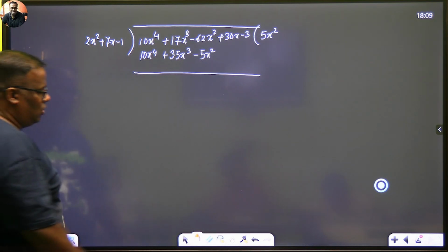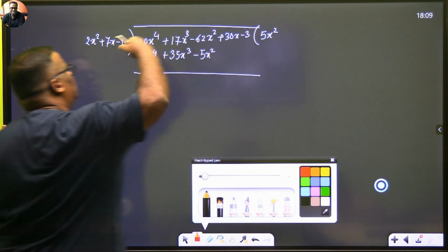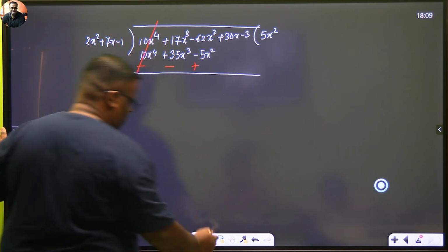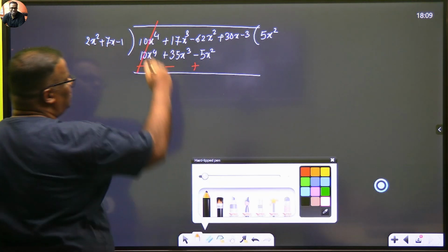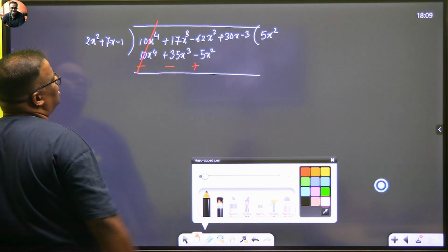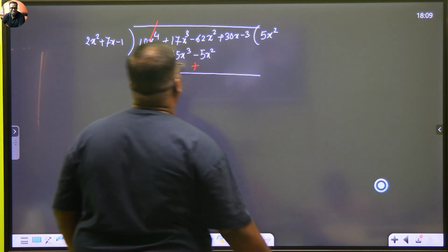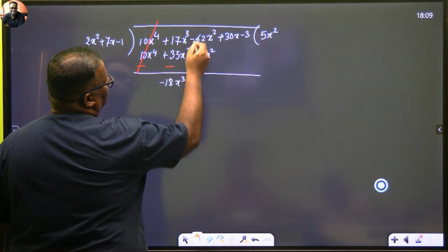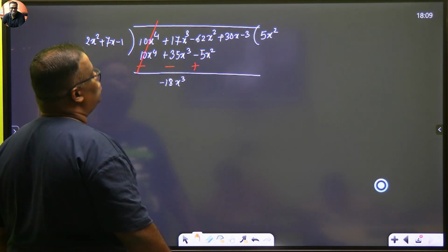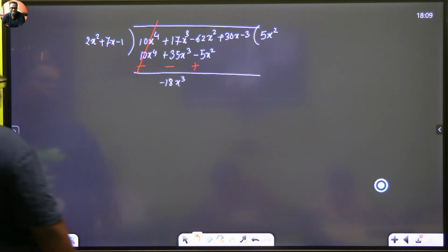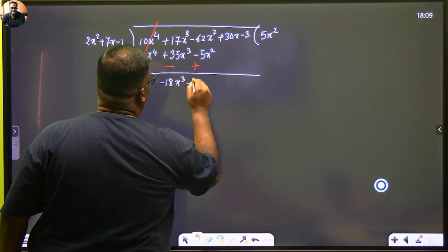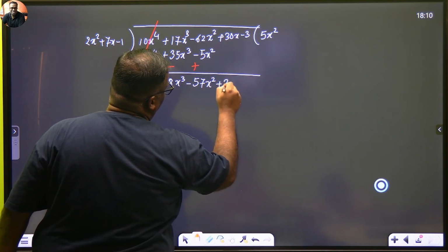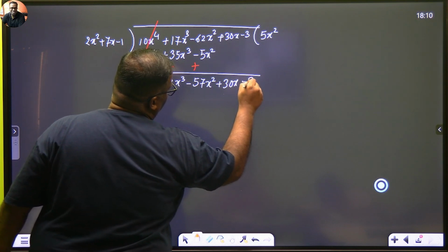Your face is very dull, so let's change the signs. Look at minus, negative, and we make it positive and strike this one out. 17 twos are 34, and this is 35. So this is negative 18x cube, minus 62, plus 5, which is negative 57. X square and 30x just come down like a hopping chicken, and 3 also comes down.